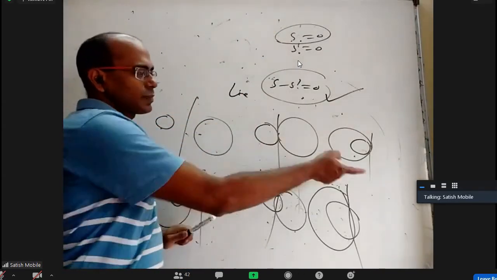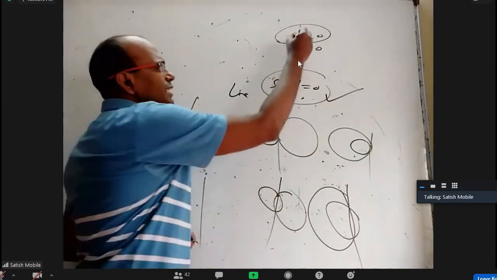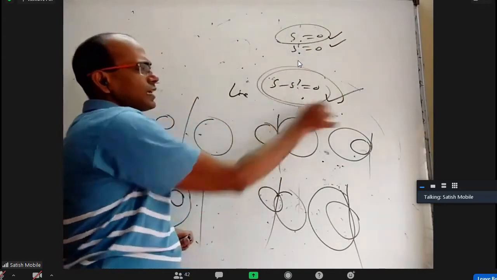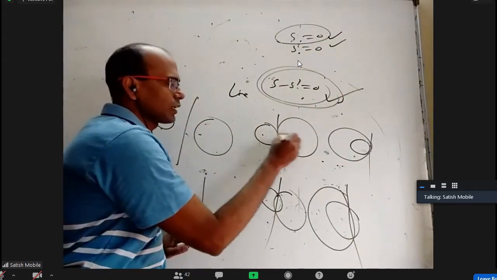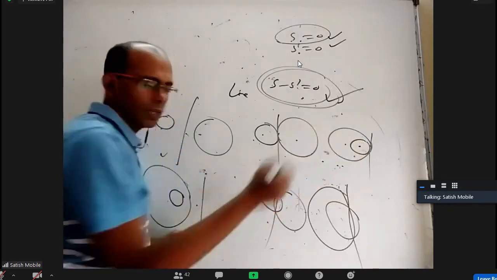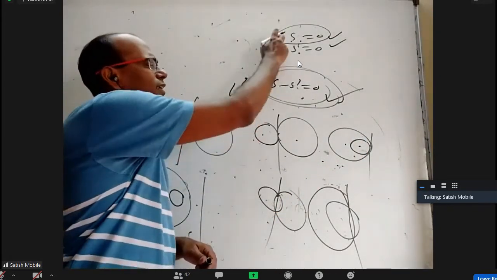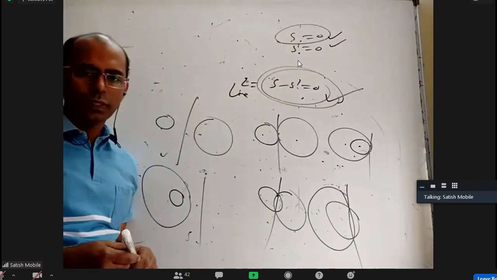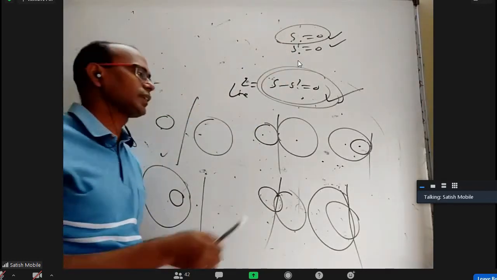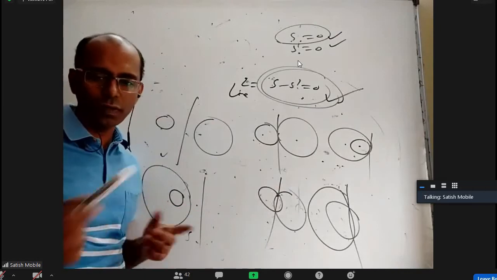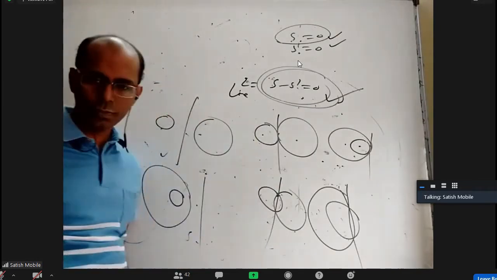How will you differentiate between these two? You take the center of the first circle and the center of the second circle, and take this line. See whether they both lie on the same side of the line or on either side. Check the sign of L11 and L22, where L is this line, this center is (x1, y1) and this center is (x2, y2). If L11 and L22 have the same sign, it is this kind of figure. If L11 and L22 have opposite signs, they are touching like this.